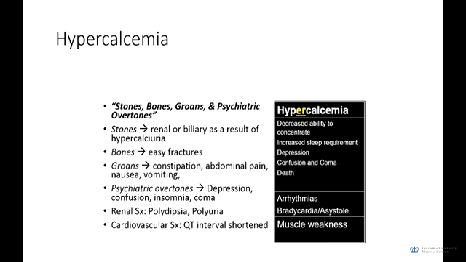Bones, you have much more easily fractured bones because your bone density is going down because it's being broken down by osteoclast activity. Groans, you generally get constipation is the most common one, but you can have also other abdominal symptoms. And about 40% of hypercalcemic patients present with depression as well. Important here to remember is that you get polyuria, and in severe cases, you will get a shortened QT interval.